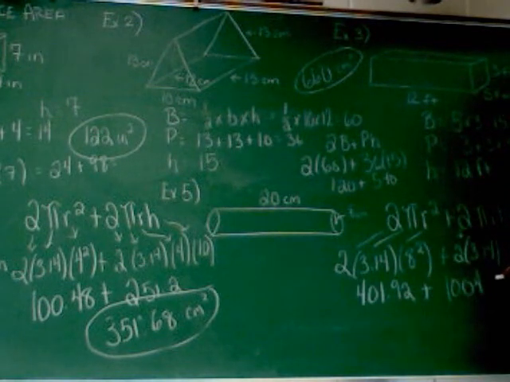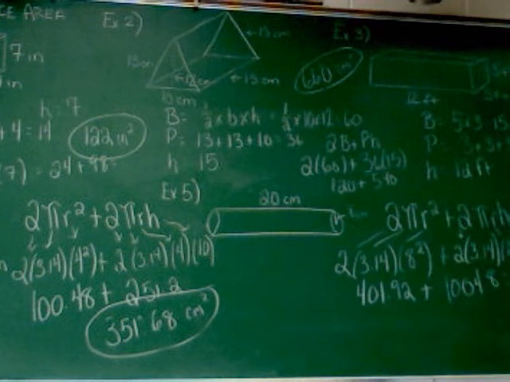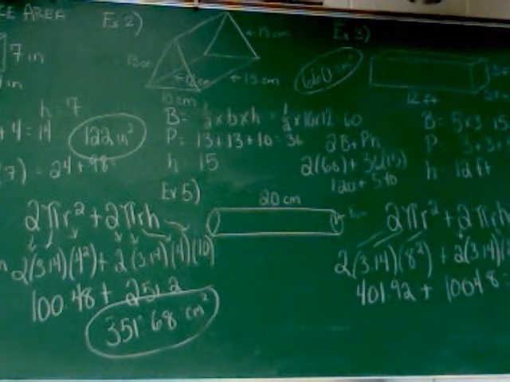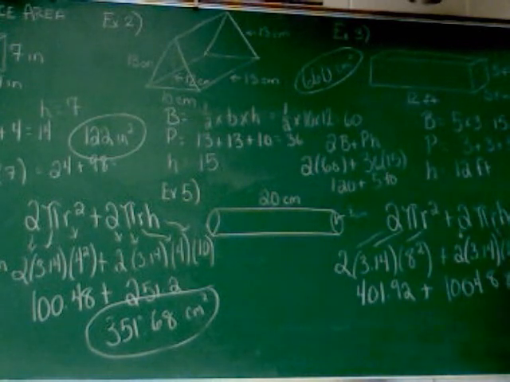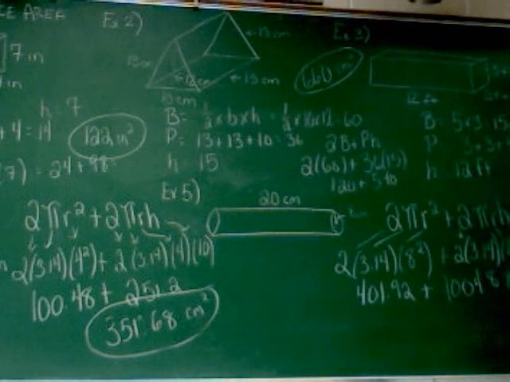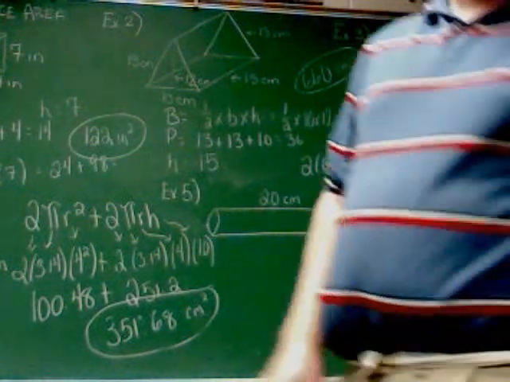Again, all calculator on these. And you add these up, and you get 1406.72 centimeters squared. Again, still an area, so that's why it's units squared on everything.